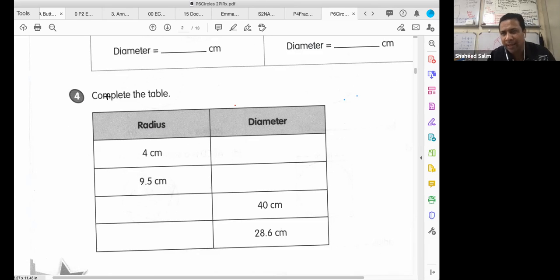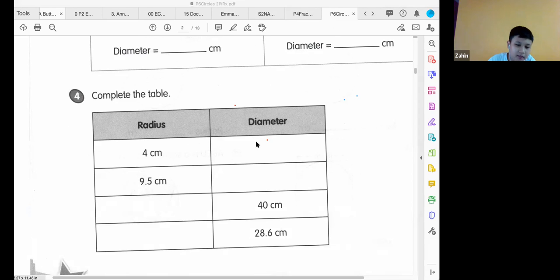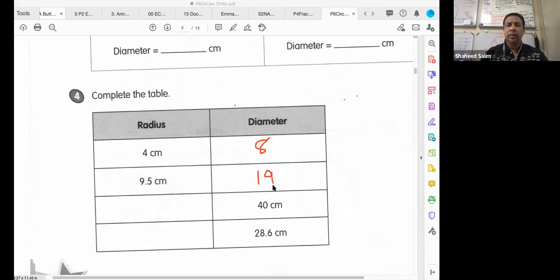Remember, diameter is twice the radius. Radius is half of the diameter. You have to know this. Okay, very easy. You are asked now in about 30 seconds. Okay, Zahin, diameter for the first one. 8. Second one. 19 cm.